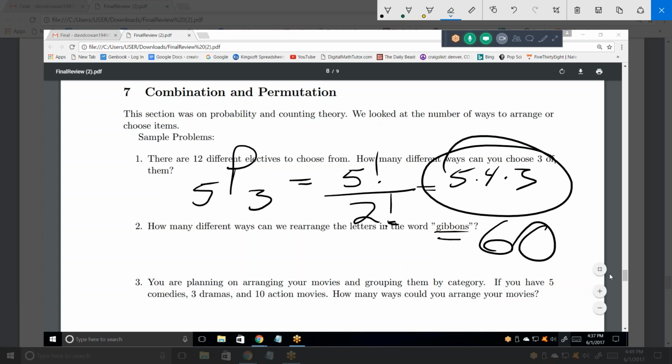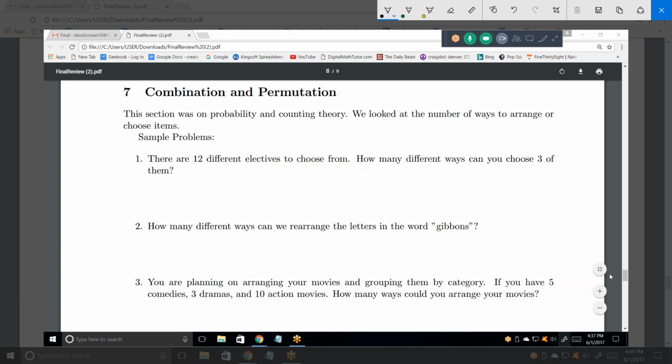Now, this question says how many different ways can you rearrange the letters in Gibbons? Well, let's go back to the first one, gate. How many different ways could I rearrange the letters? Well, that ends up being 4 pick 4. Isn't it just 4 factorial? Yeah, you're right.